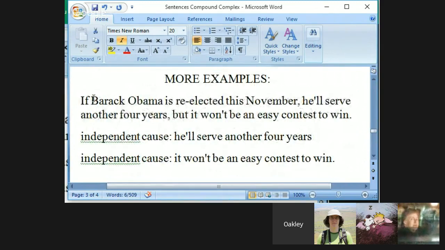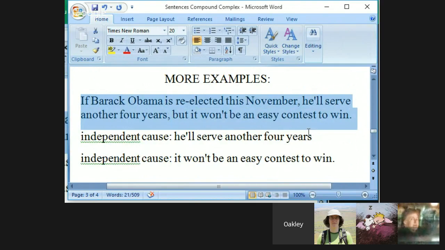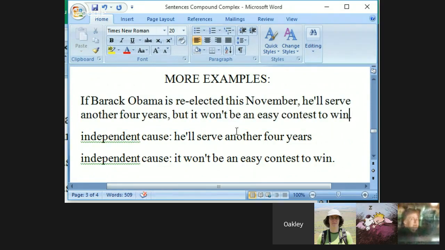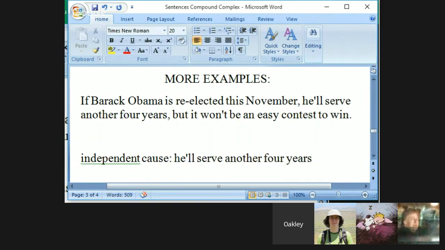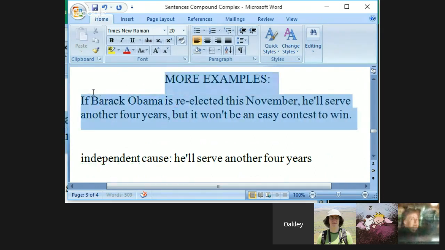Okay, here's another example. If Barack Obama is reelected this November, he'll serve another 4 years, but it won't be an easy contest to win. Another important thing to note. Now this sentence, let's do a little exercise shuffling the clauses around here. What is another way, changing the order of the clauses, Monica, how could I rewrite this sentence?